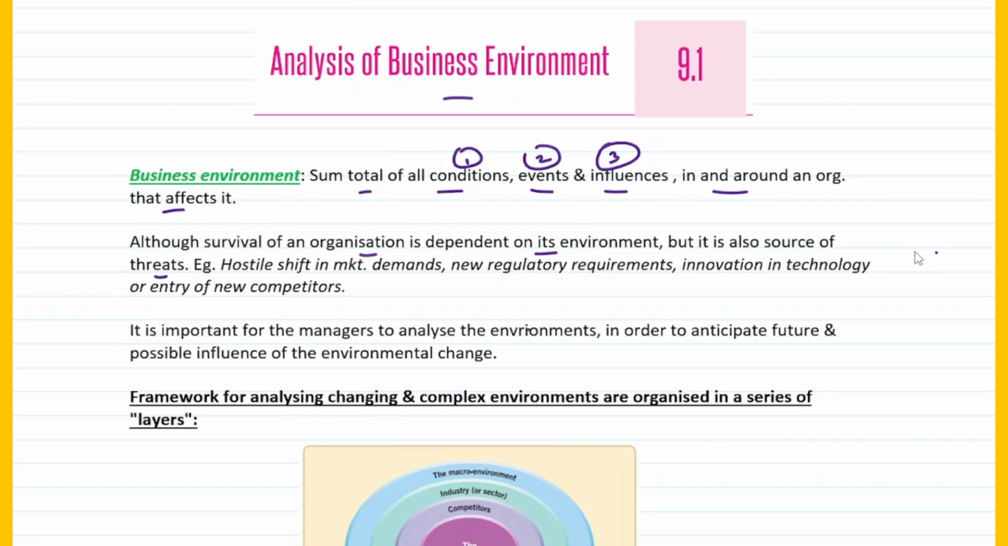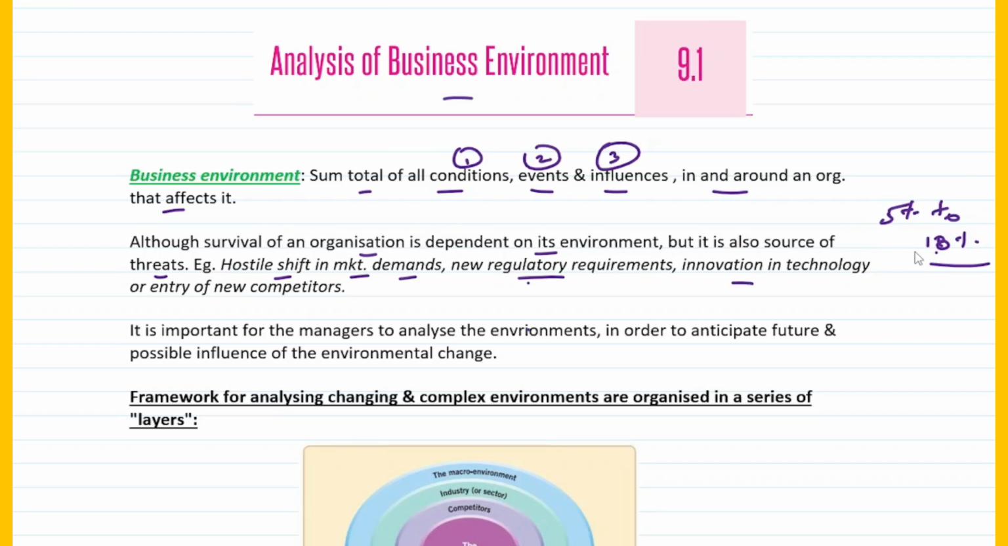An example of this can be a hostile shift in market demands. So what exactly is hostile? Hostile means something very unfriendly from the business perspective. If market demands are very unfriendly from the business perspective, then that becomes a kind of threat in the business environment. Then any new regulatory requirement, so any new requirement that has come into the fray. For example, your GST rates have been increased from say 5% to 18%. That is a regulatory requirement, so that becomes a threat. It can be vice versa also. If it goes from 18 to 5, then it's an opportunity. So that's how you look at the business environment.